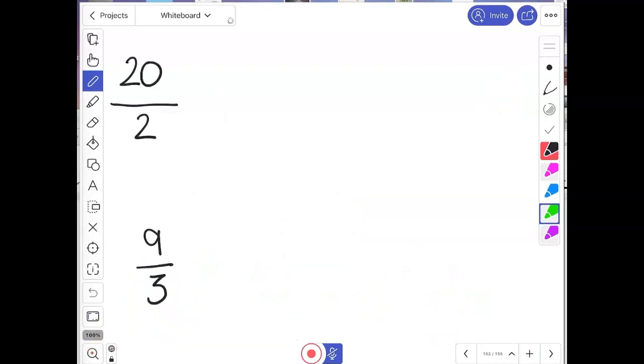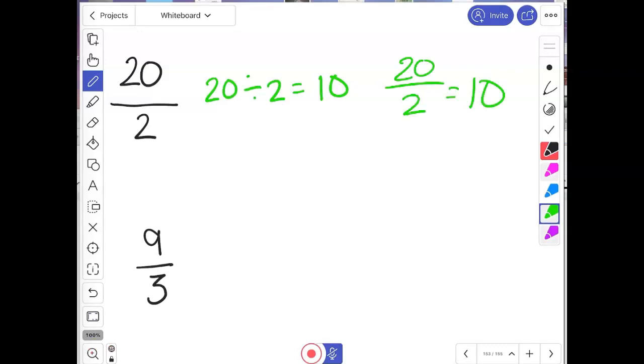Let's do some more practice. 20 halves. That's the same thing as 20 divided by 2. You should know that math fact. If you don't know that math fact, you could flip it around. 2 times what equals 20? 2 times 10 equals 20. So that means 20 halves is the same thing as 10.